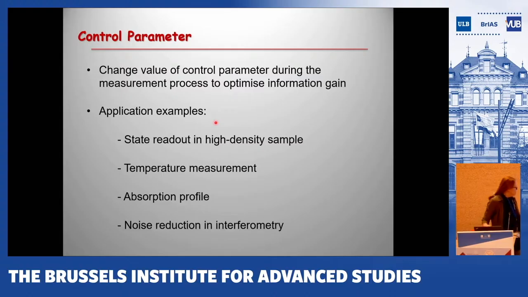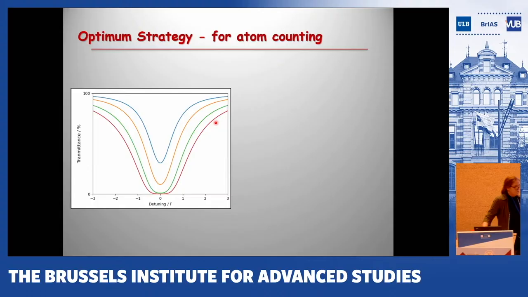Or also in interferometry, you might want to choose where you want to be on the slope of your interferometric fringes. So these are just examples. To come back to our problem of atom counting, in these nanofiber systems, quite often we have a dense optical sample, which means we are here on the red curve, and the sample is flat with respect to the detuning. So we cannot immediately get back the atom number.